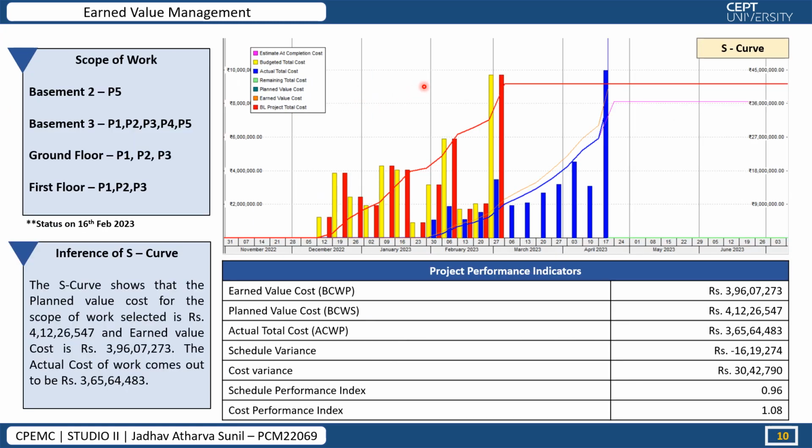Here is the S curve for the earned value analysis performed. The scope which was considered for EVM is basement 2 four pours, basement 3 all 5 pours, ground floor all 3 pours, and first floor all 3 pours. The inference of the S curve is that the planned value cost for the scope of work selected is rupees 4 crore, earned value cost is 3 crore, and the actual cost comes out to be 3 crore. These are all the project performance indicators mentioned over here.